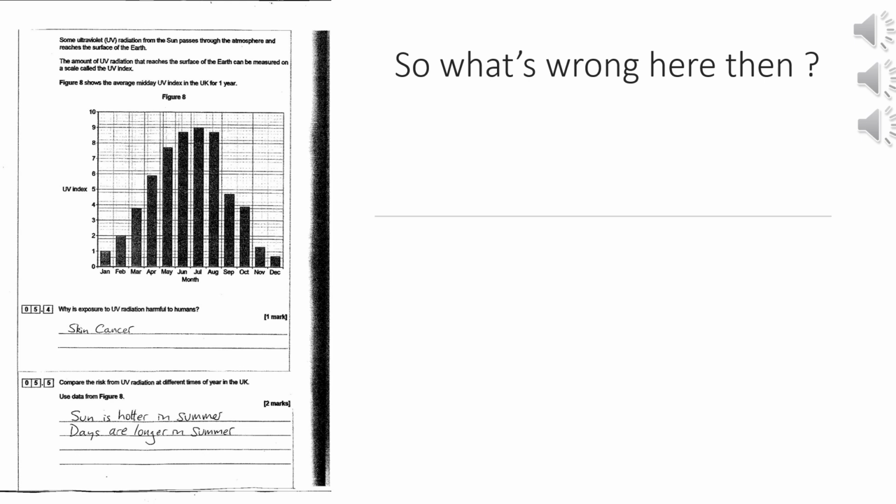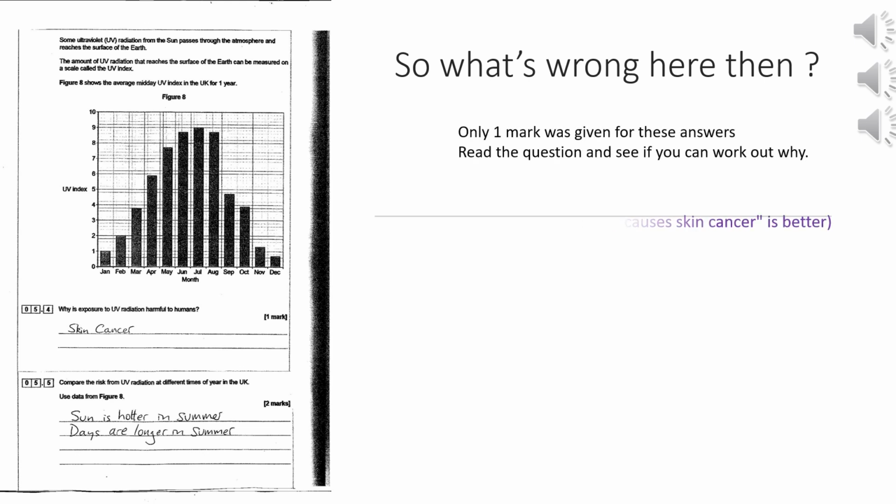Okay, here's a question about UV index, very topical in the summer. Have a look at this and see if you can work out what's wrong here. Again, the student didn't do very well. Why is UV radiation harmful to humans? Anything to do with skin damage would have gone down very well here. The student put skin cancer. If he'd said causes skin cancer, it would have been even better, but got a mark there.